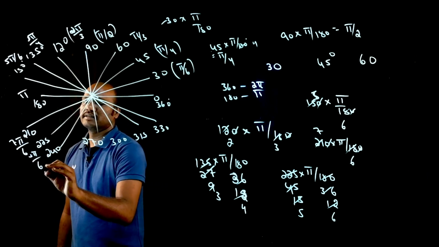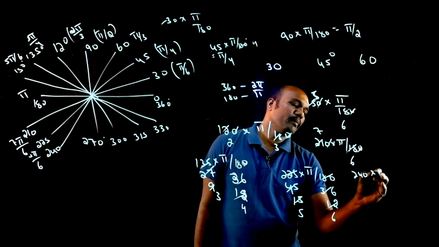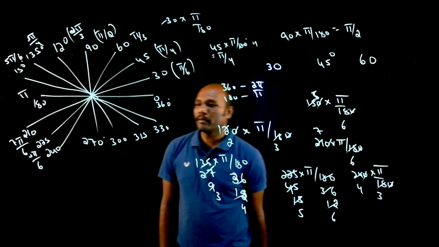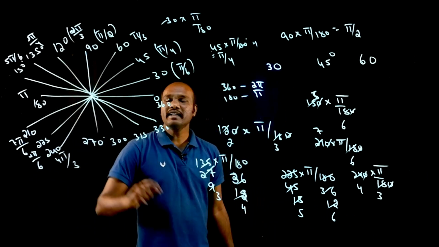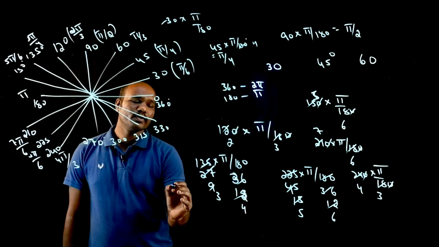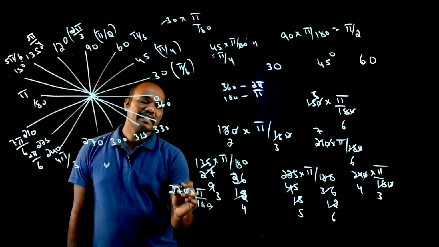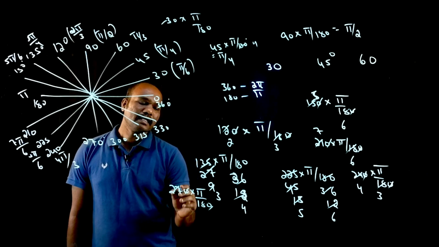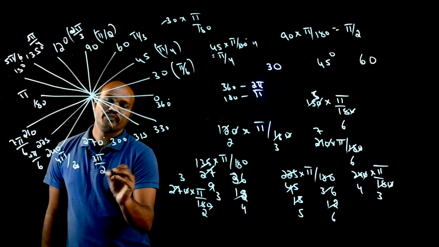How much is 240 degrees? 240 into pi by 180. 6 4s are 24, 6 3s are 18, so 4 pi by 3. How much is 270 degrees? Did you calculate 270 degrees? 270 into pi by 180. The zeros cancel. 9 3s are 27, 9 2s are 18. So 3 pi by 2.